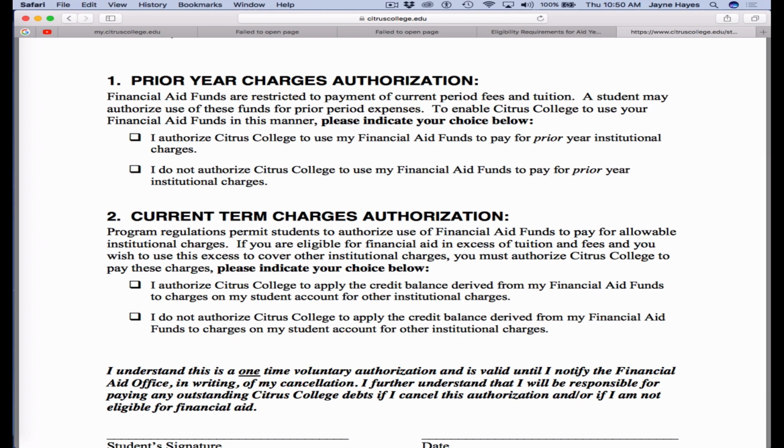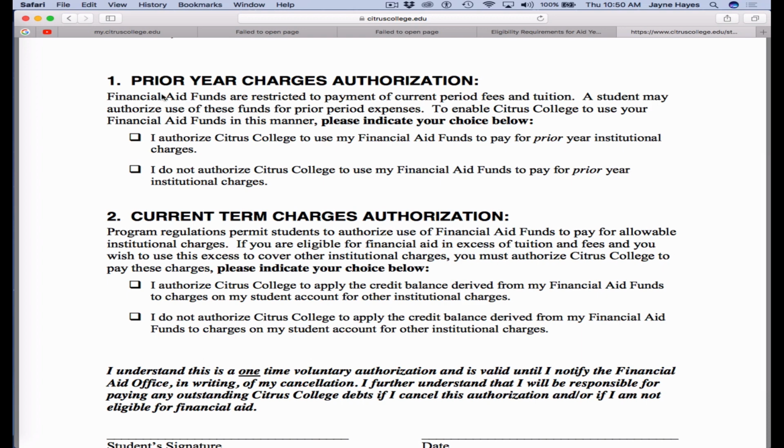If you choose authorize, Citrus College will actually grab off of your, let's say, for example, your Pell Grant, and actually pay that off so you don't have to worry about any holds later on for enrolling for the next term. If you choose don't authorize, Citrus College can't touch any of your Pell Grant money to pay for any remaining fees. However, if you forget to pay them, you just know that you will have a hold before registering for the next term.